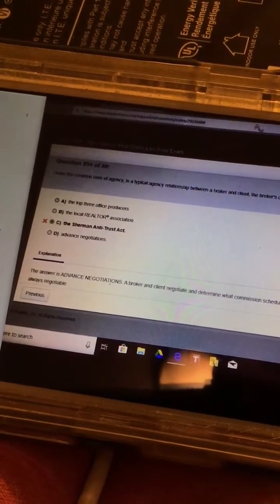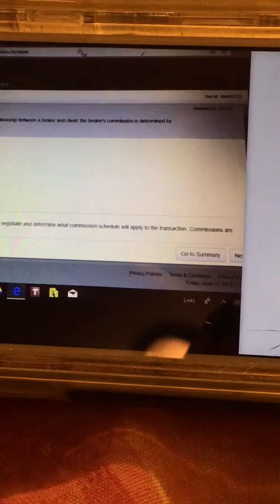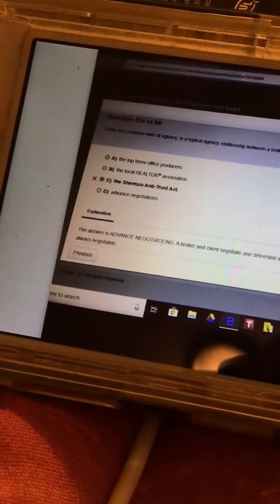The answer is D, advanced negotiations. A broker and client negotiate and determine what commission schedule will apply to the transaction. Commissions are always negotiable.